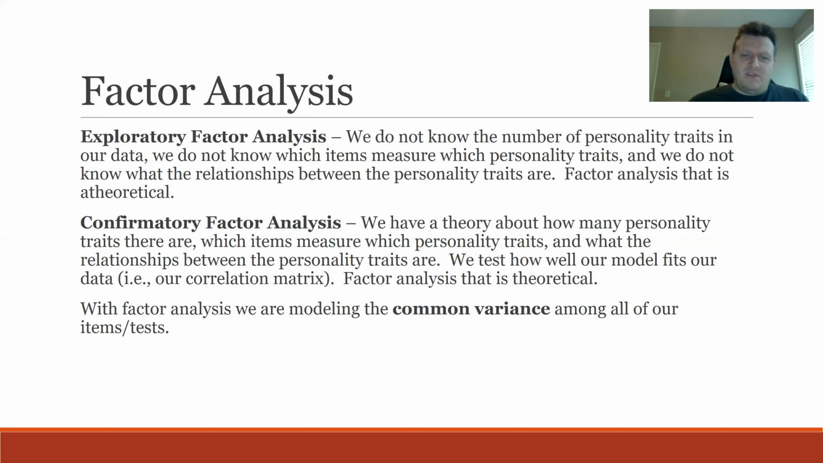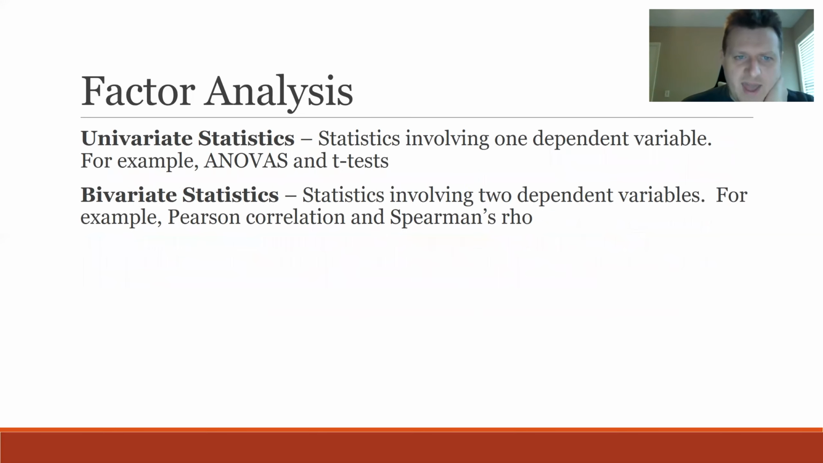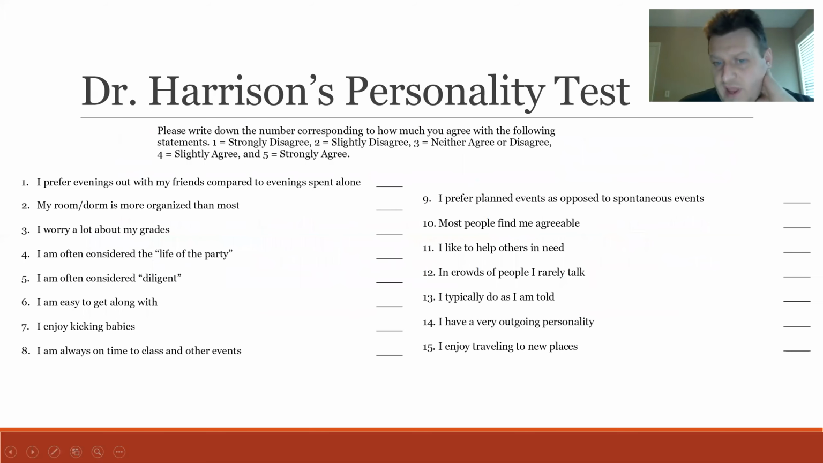All right. Something that's important for us to look at is that factor analysis is going to model the common variance among all of our test items. Okay, the common variance among all of our questions. There are two important components of this. The first component is common. Common means that the items need to be correlated with one another before we are able to pick it up using factor analysis. So let's go back to our questionnaire.